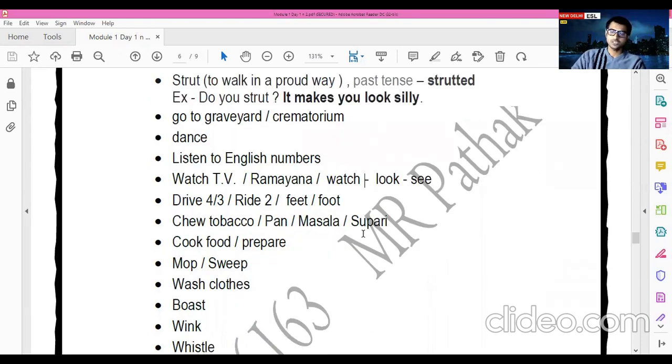Now, the next one is, do you chew tobacco or pan masala or maybe supari? This you chew. You can't say do you eat. You're chewing it. So, do you chew tobacco? I chew tobacco. I don't chew tobacco. Do you cook food or do you prepare food? I prepare food. I don't prepare food. Those can be the possible answers.